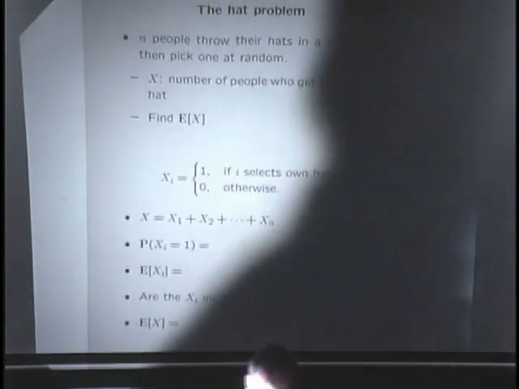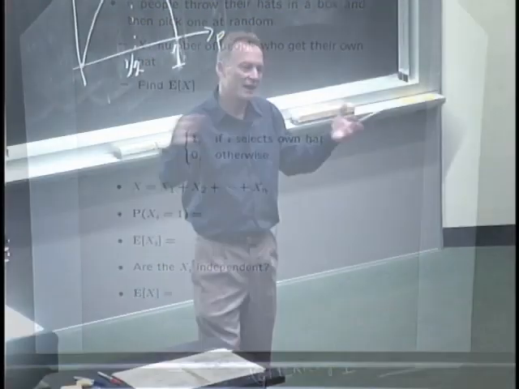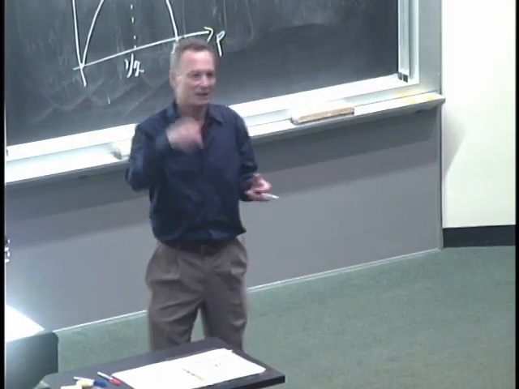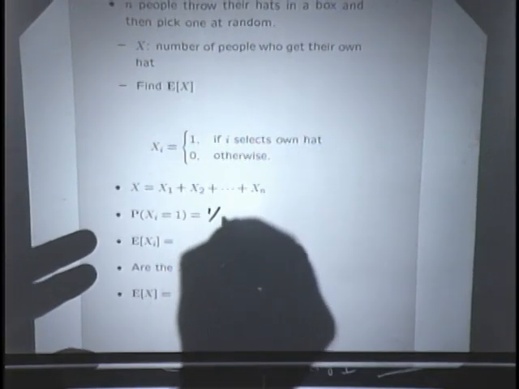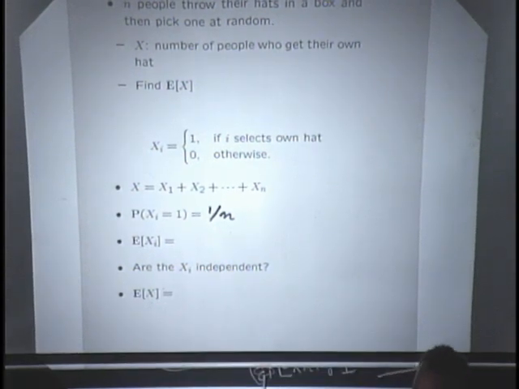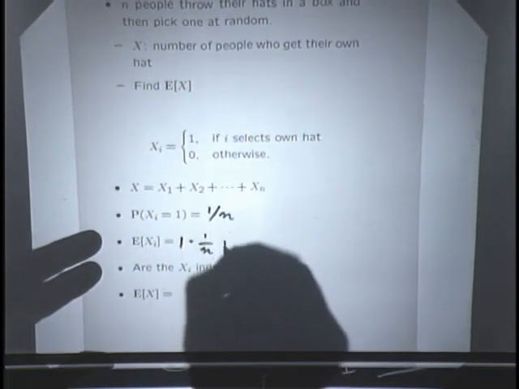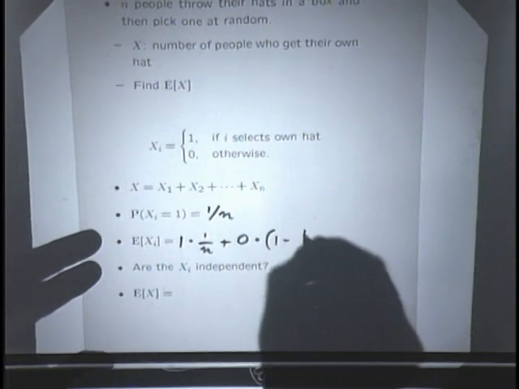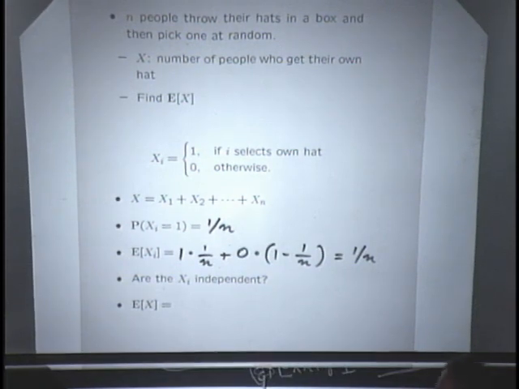And these random variables, again, are easy to handle because they are binary. They only take two values. What's the probability that xi is equal to 1? The ith person, what's the probability that they get their own hat? There's n hats. By symmetry, the chance that they ended up getting their own hat as opposed to any one of the other n minus 1 hats is going to be 1 over n. So what's the expected value of xi? It's 1 times 1 over n: with probability 1 over n, you get your own hat, or you get a value of 0 with probability 1 minus 1 over n. So it's 1 over n. All right, so we got the expected values of the xi's.